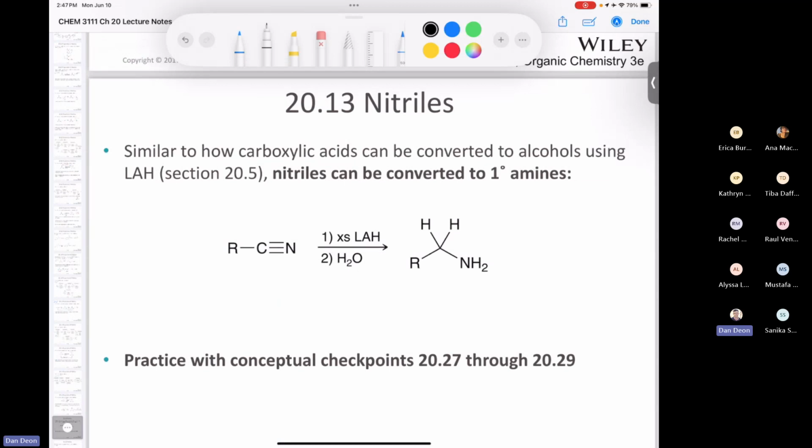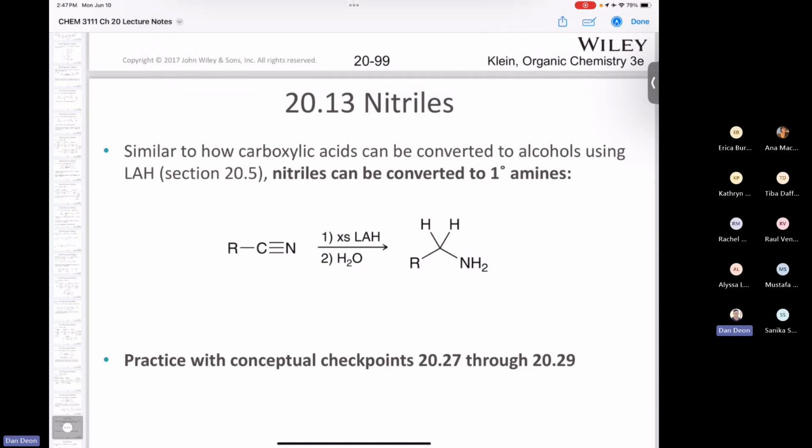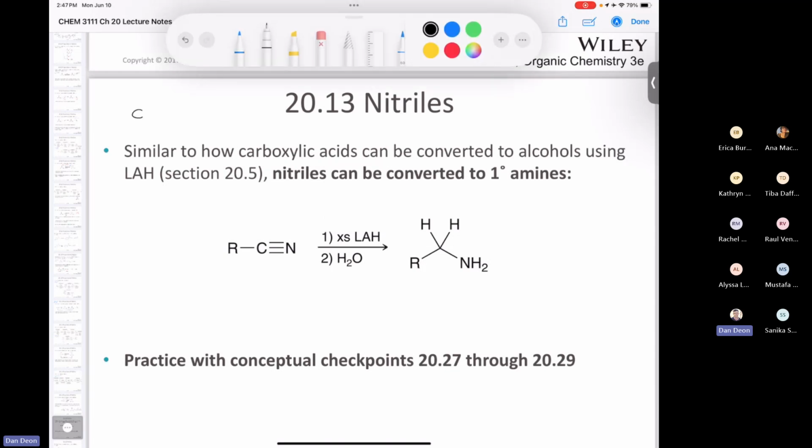One of the worst accidents, if not the worst accident I've ever seen in the lab, and I've seen a couple of bad ones, was a reaction between lithium aluminum hydride and acetonitrile. Acetonitrile is this compound, CH3CN. It's this compound here. Made a huge fire anyhow.